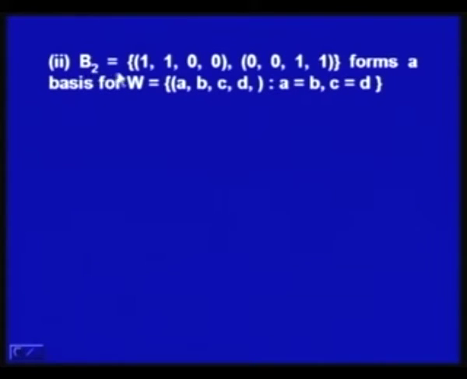Now, if we consider another subspace W satisfying the constraints A is equal to B and C is equal to D, we start with a set B2 consisting of (1, 1, 0, 0) and (0, 0, 1, 1). There are 2 constraints, so we start with a set of 2 vectors and let us see whether they form a basis for this subspace or not.